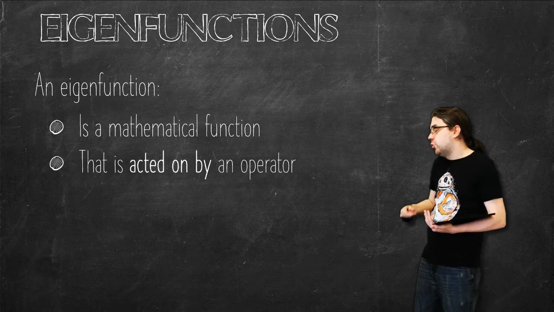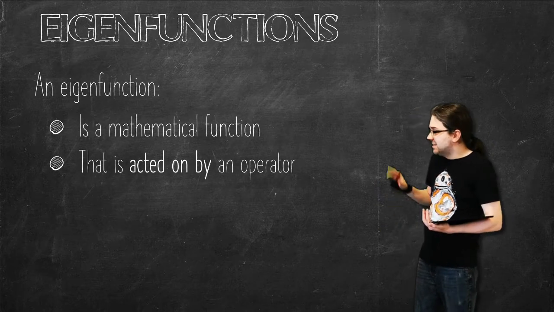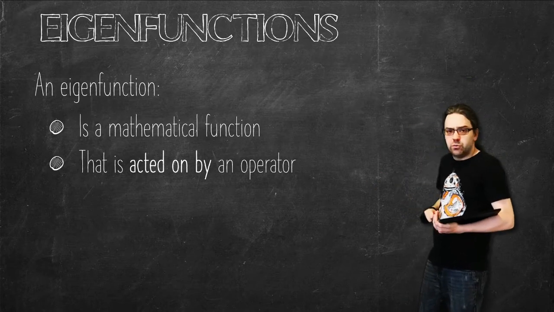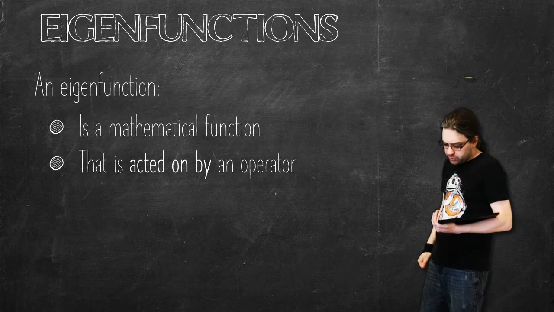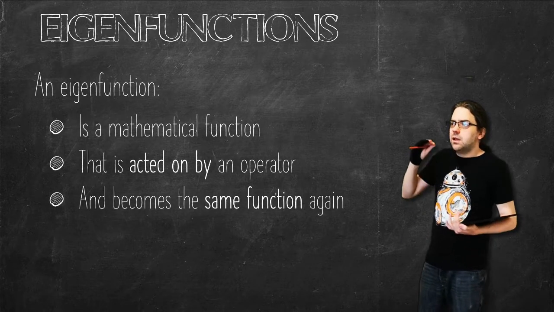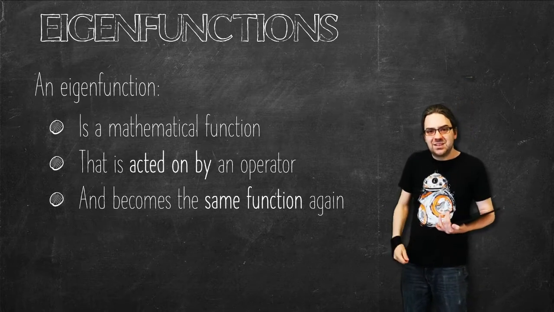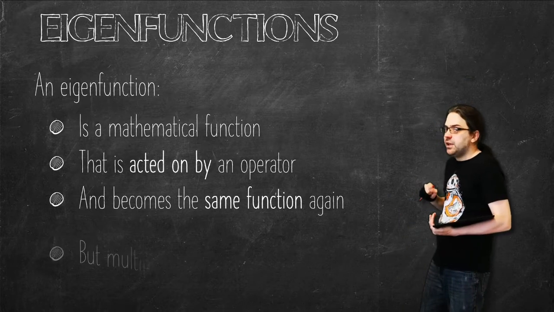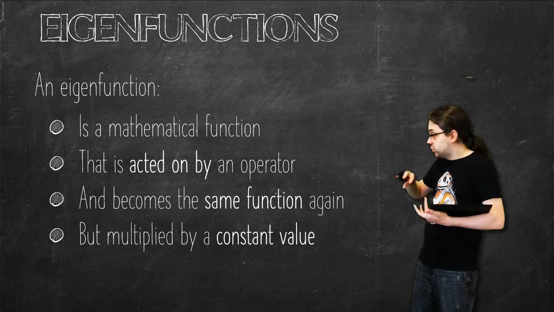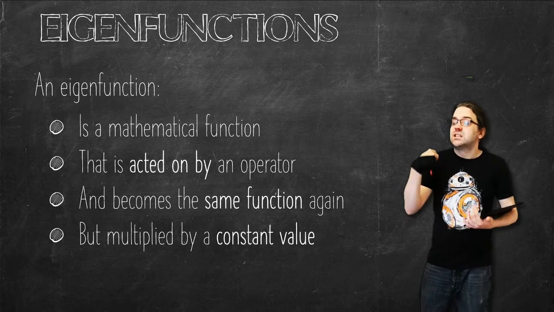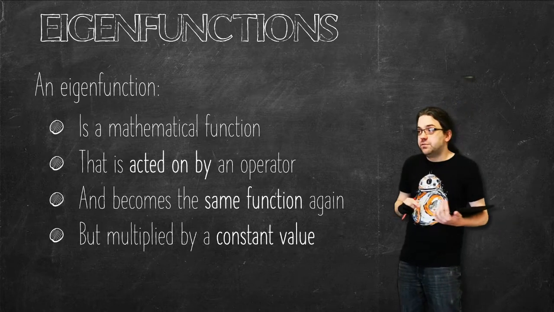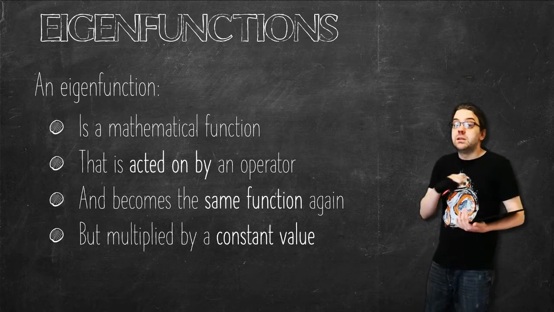And it can be acted on by an operator. So an operator can take an eigenfunction and mess it around just a little bit. It can take a derivative, it can multiply it by something, and so on. And once it's all done with that, out pops the exact same function again. However, it will be multiplied by a constant value. So the operator changes the eigenfunction, spits back out a scaled version of that function. Not added, not shifted, not completely transformed, simply scaled.